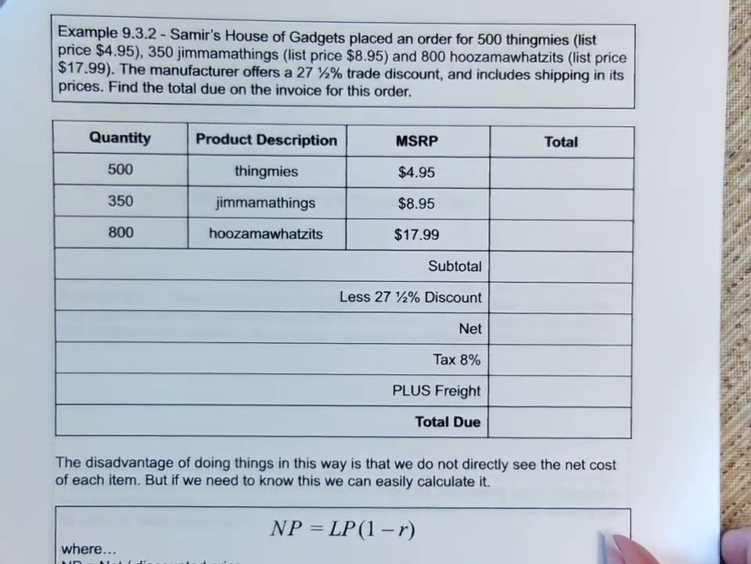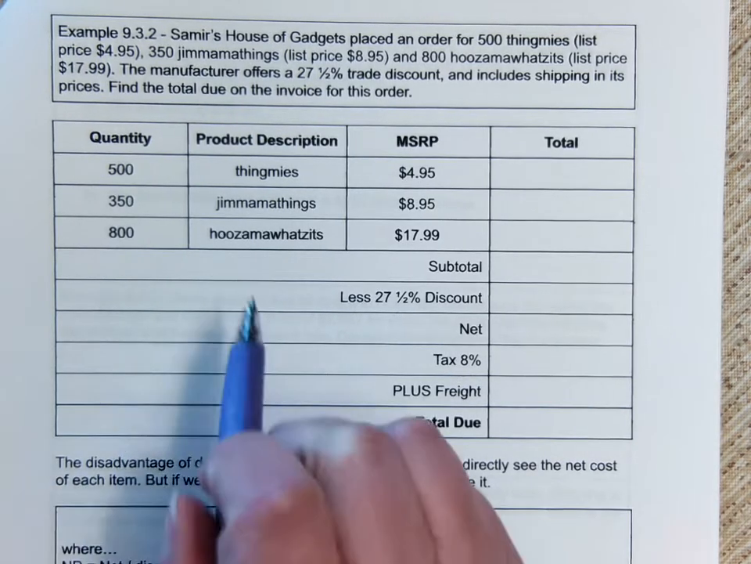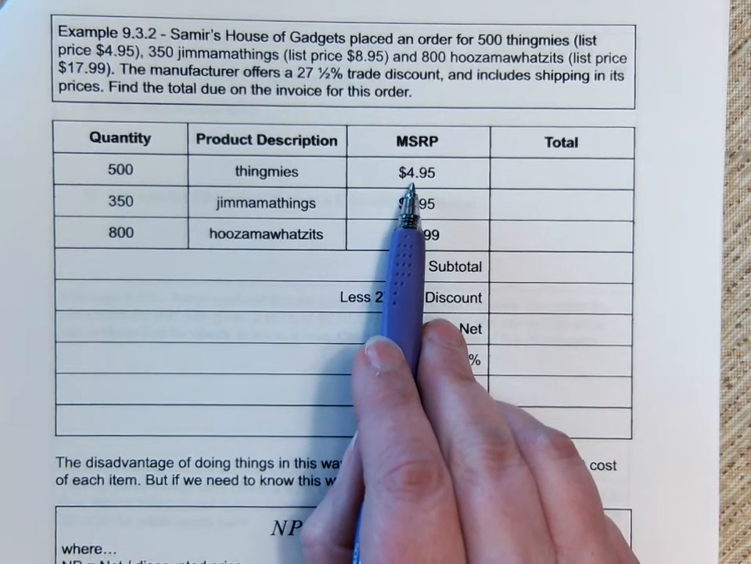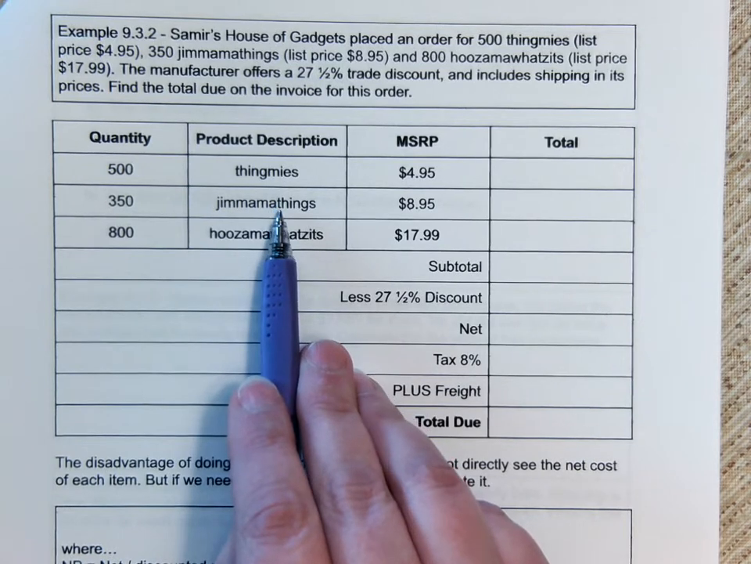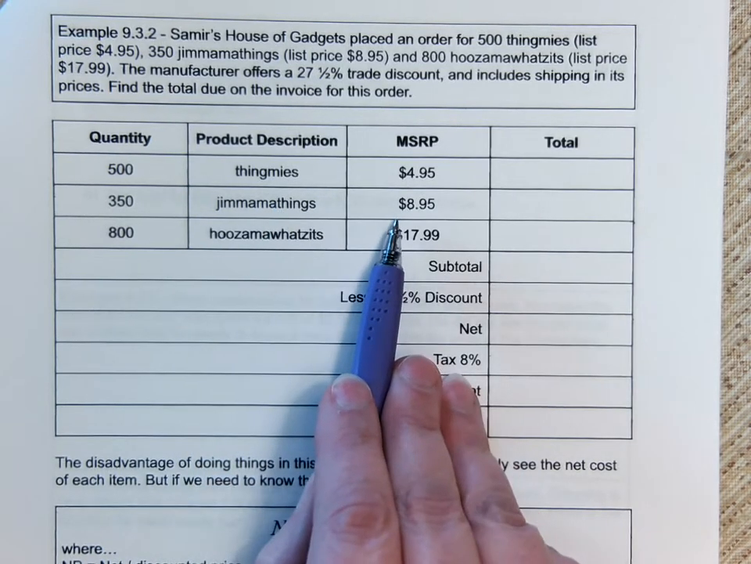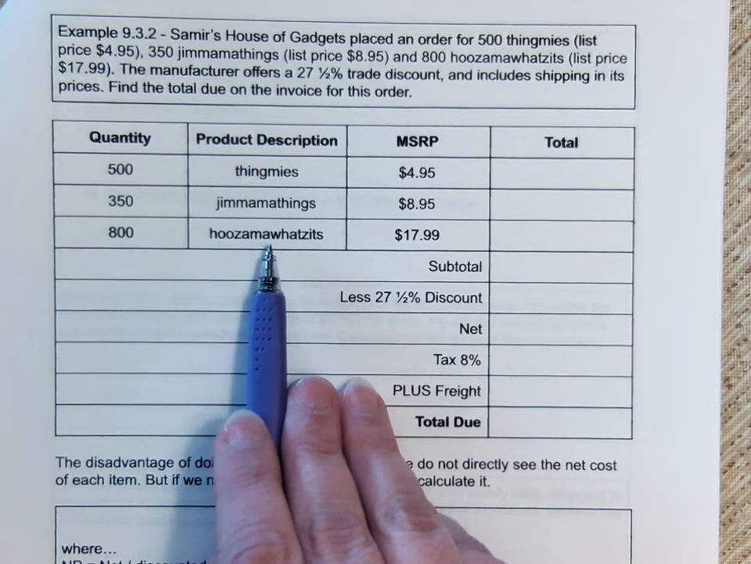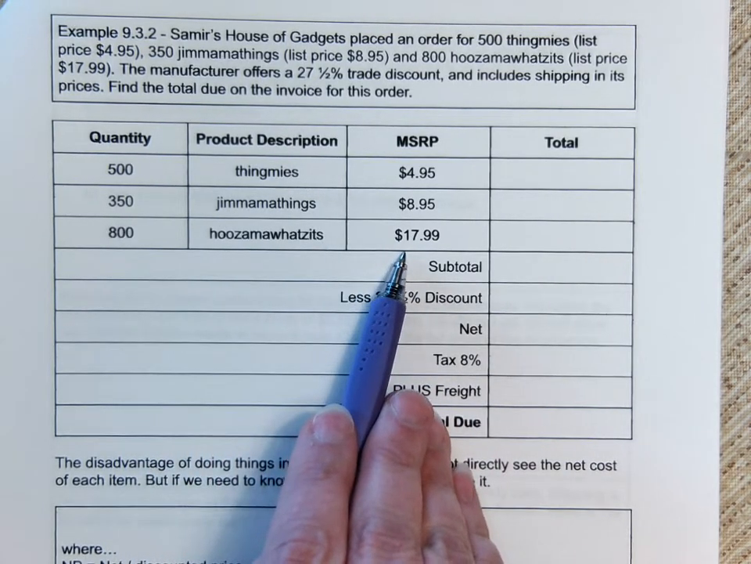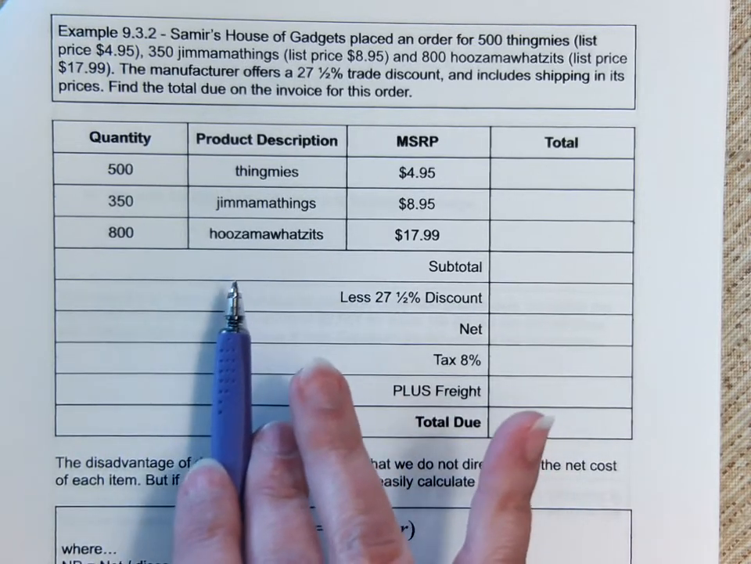So we have Samir's House of Gadgets placed an order of 500 Thingies. The list price is $4.95. 350 Jimmamathigs. The list price is $8.95, and 800 Huzamawatsets for $17.99. Okay. Now, I did not come up with this problem. It is out of your textbook. I get that question every year.